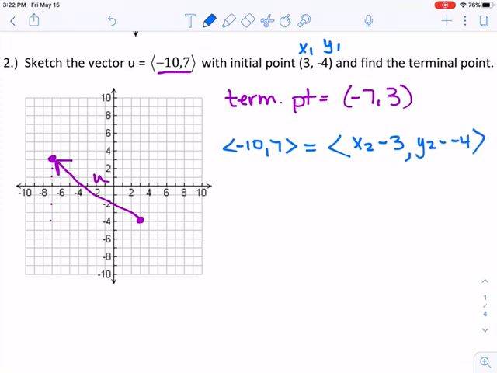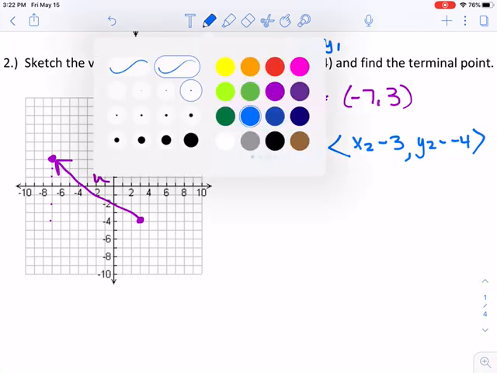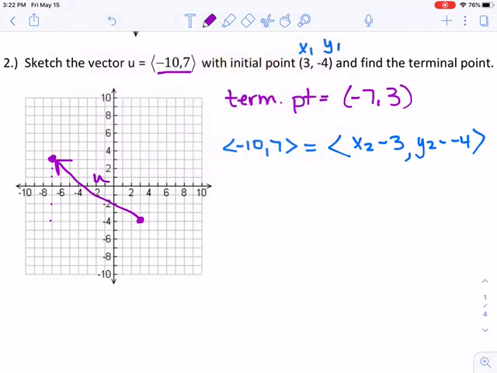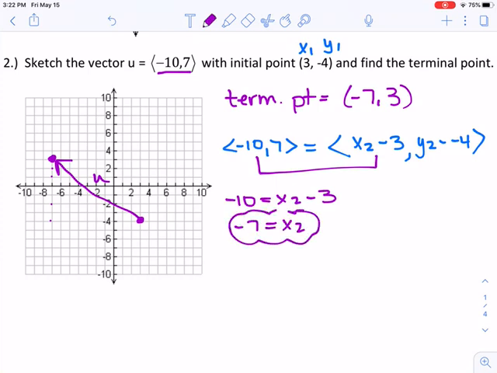So then if I set my x components together and my y components together, negative 10 is equal to x sub 2 minus 3. I get a negative 7, which checks out. And if I set my y's together, 7 is equal to y sub 2 plus 4. Subtract the 4, and I get the 3 for my second y.